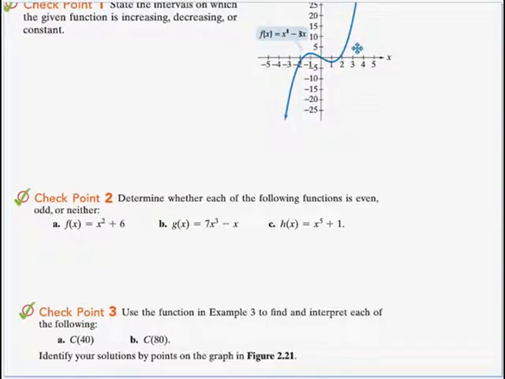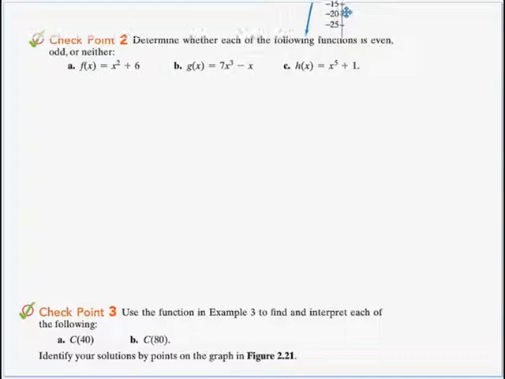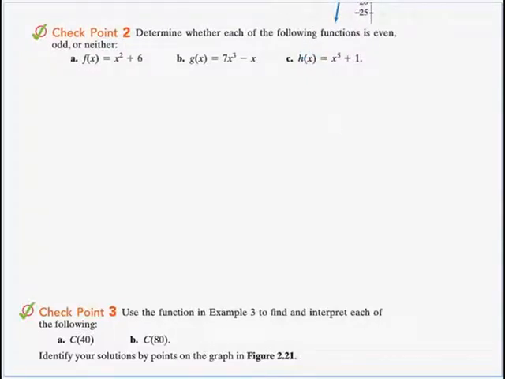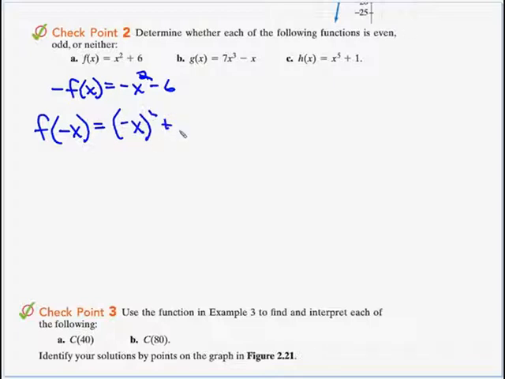All right, even and odd stuff now. Determine if each function is even, odd, or neither. For letter A, the first thing I would do is negate f of x, which will be minus x squared minus 6. And then find f of negative x, which would be negative x quantity squared plus 6. And negative x quantity squared is x squared, plus 6. That exactly matches the original function, so that's even. We got an even.